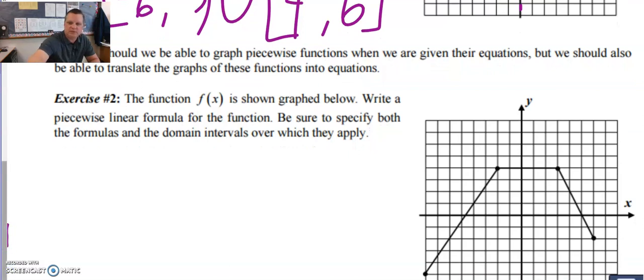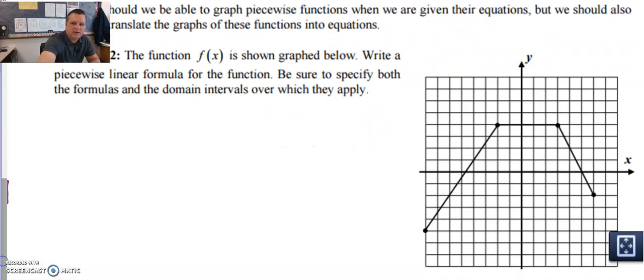Now, what happens sometimes is they will give you a graph, and then you have to figure out the piecewise function. And you have to be very careful because you cannot have two equal signs. Otherwise, you don't know which equation it goes into. Okay, so first thing we do is you can see that there's three parts to it.